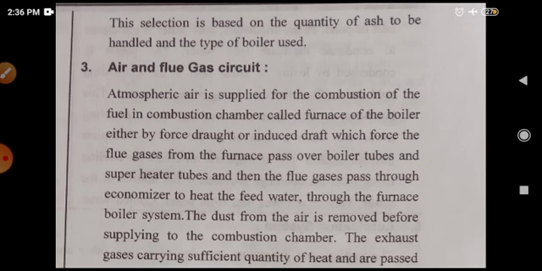Then this air also gets heated, and this supplies heat to the water. Then this heated air, with some other gases which are not combusted in the furnace, is exhausted to the atmosphere. But before that, the heat carried by the flue gases is recovered as much as possible. It is used to superheat the steam. It may be used in a water preheater or air preheater.